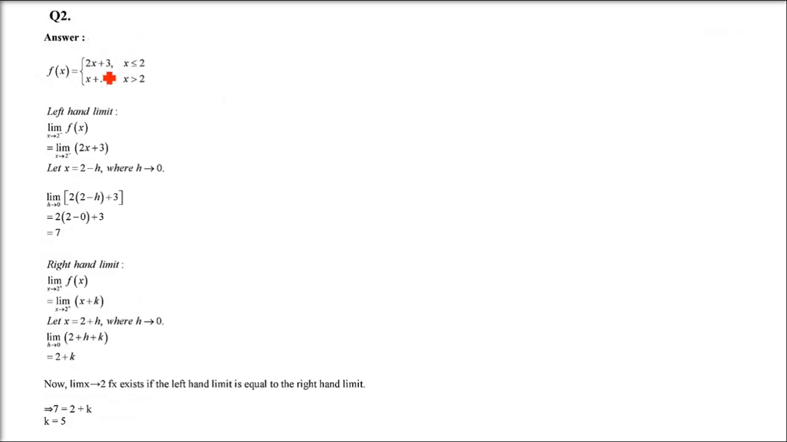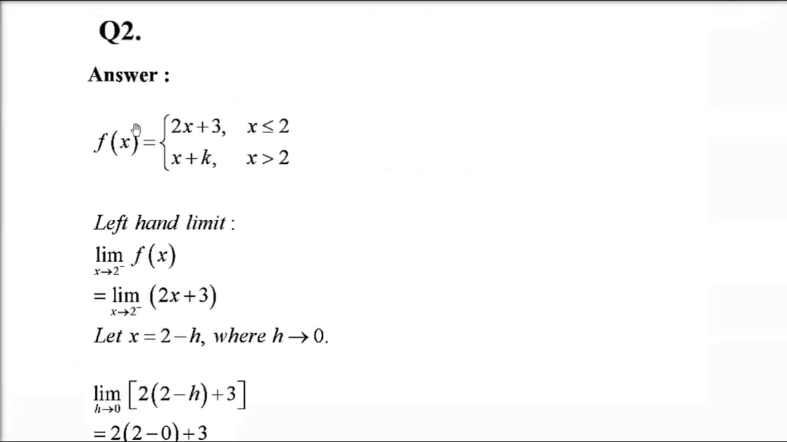Now question number 2 we have. Find k such that the limit of f(x) as x tends to 2 may exist, where f(x) equals a piecewise function. This function is telling you that if x is less than 2, it is 2x plus 3, and if x is greater than 2, it is x plus k.